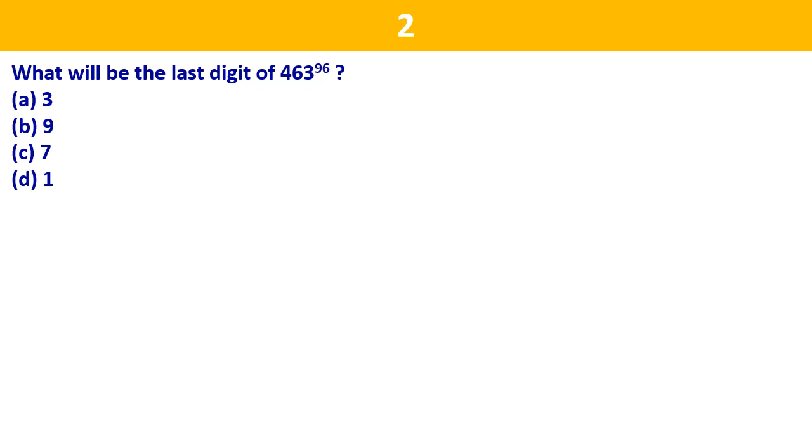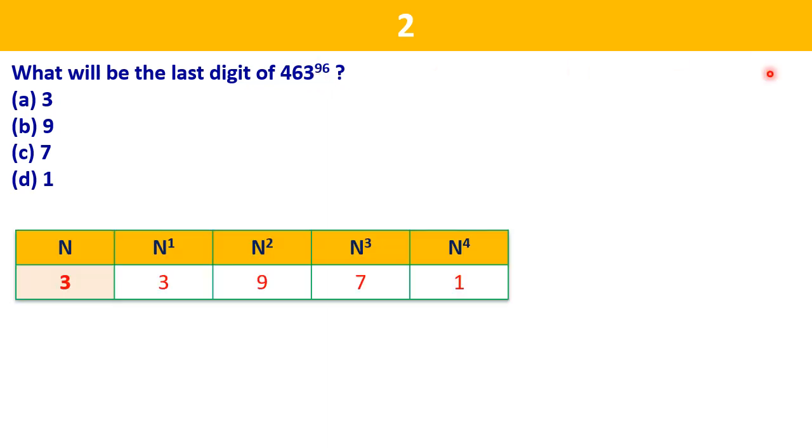Problem 2. What will be the last digit of 463 raised to the power of 96? So यहाँ पर आपको क्या करना है? You only need to consider the power cycle of 3. So what is the power cycle of 3? It is 3, 9, 7, 1. Now the given number is raised to the power of 96 and 96 is divisible by 4.